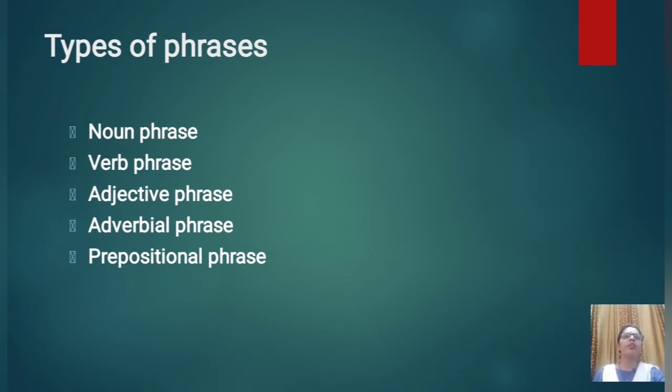Next, a verb phrase is a group of a main verb and helping verb within a sentence. An adjective phrase is built around an adjective and consists of adjectives and articles. Okay. Next is adverbial phrase, built around an adverb by adding words before or after it. Next is prepositional phrase. A prepositional phrase always begins with a preposition and it is followed by a noun.